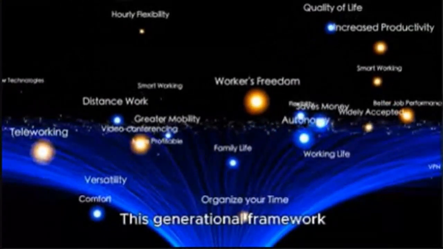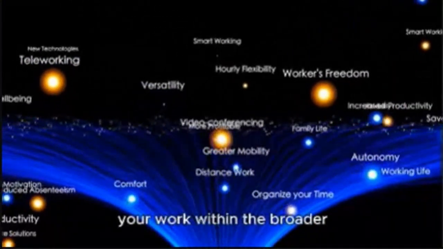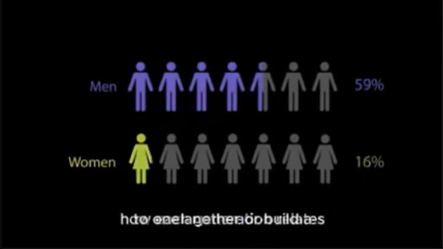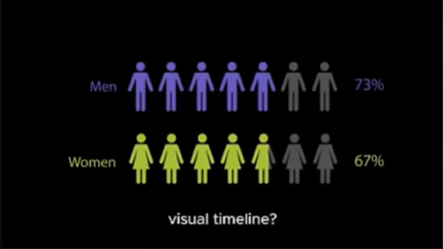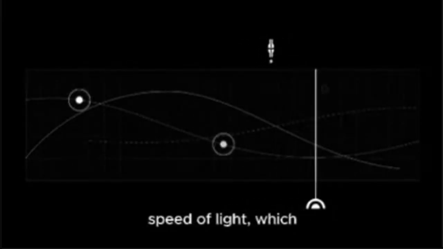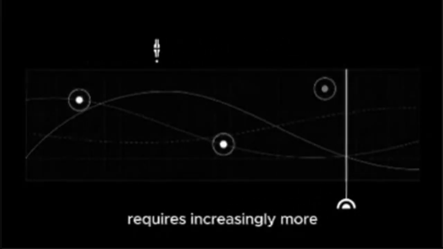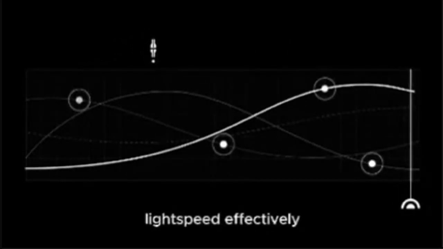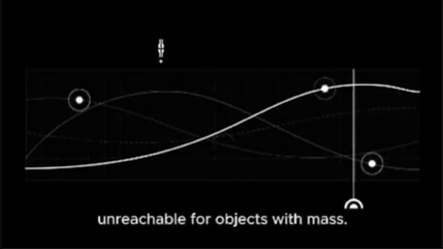This generational framework could also help contextualize your work within the broader history of physics. Would you like to expand on how each generation relates to one another or build a visual timeline? In Einstein's relativity, mass increases as an object accelerates toward the speed of light, which requires increasingly more energy to continue accelerating, making light speed effectively unreachable for objects with mass.